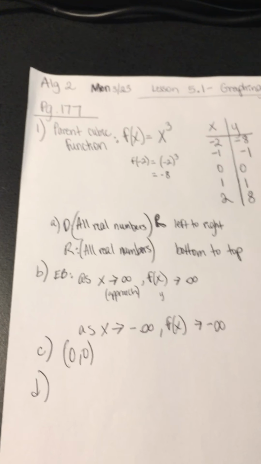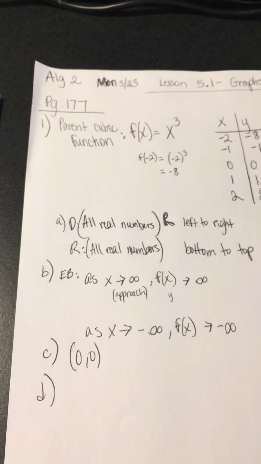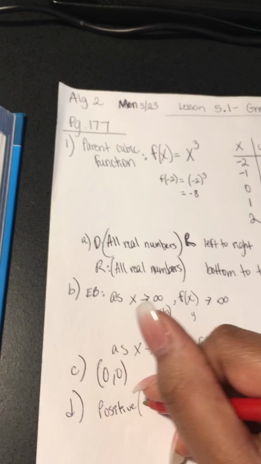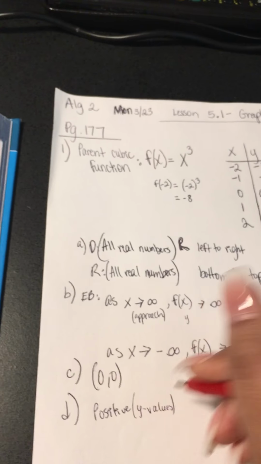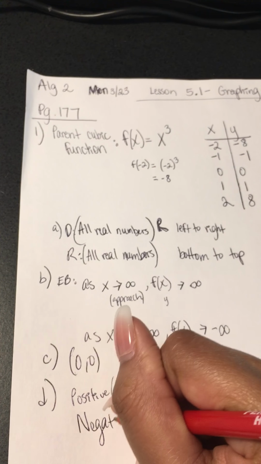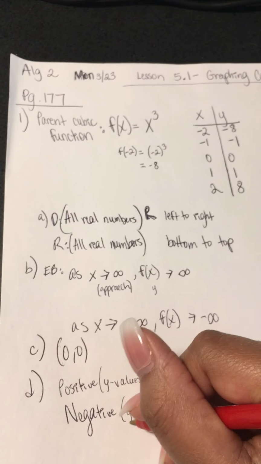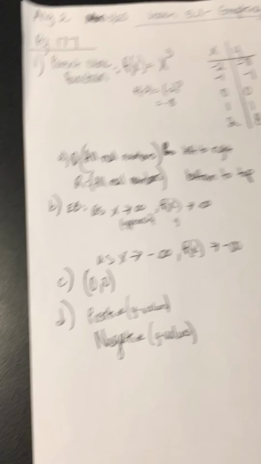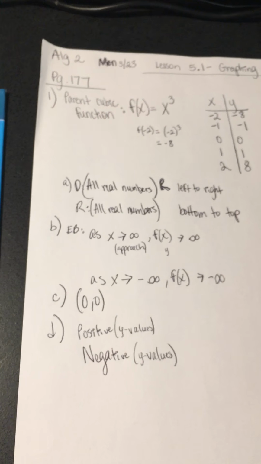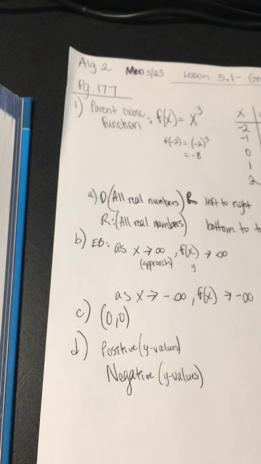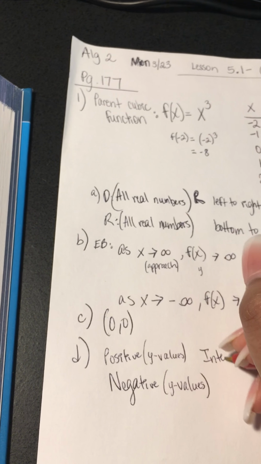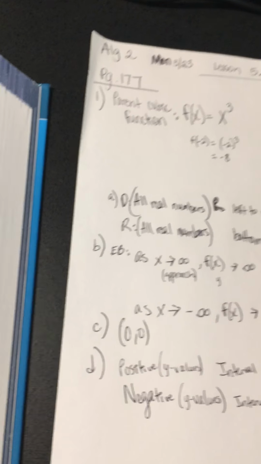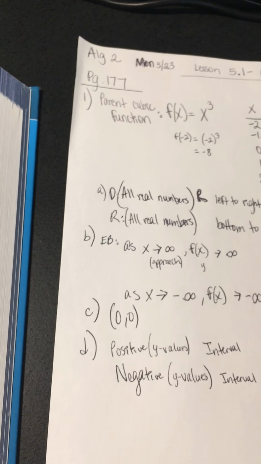The positive values are describing the y values. So when it's talking about intervals of positive, it's talking about y values. And the intervals of negative are talking about where the y values are going to be negative. And also, when you're describing an interval, you're only describing for what x values. For what x values will the y values be positive? For what x values will the y values be negative?